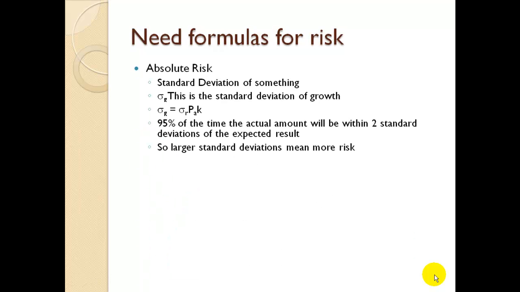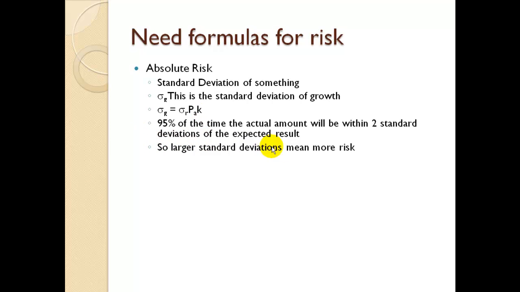So there's two ways of really looking at formulas for risk. One is the absolute risk. We're using the standard deviation of something, and in this case it's the standard deviation of g, so the standard deviation sign here, and then the subscript g. You would read this as the standard deviation of growth. The formula is the standard deviation of growth is equal to the standard deviation of the return on assets times the assets to equity times k, which is that percent you keep, the 1 minus t times the 1 minus c.